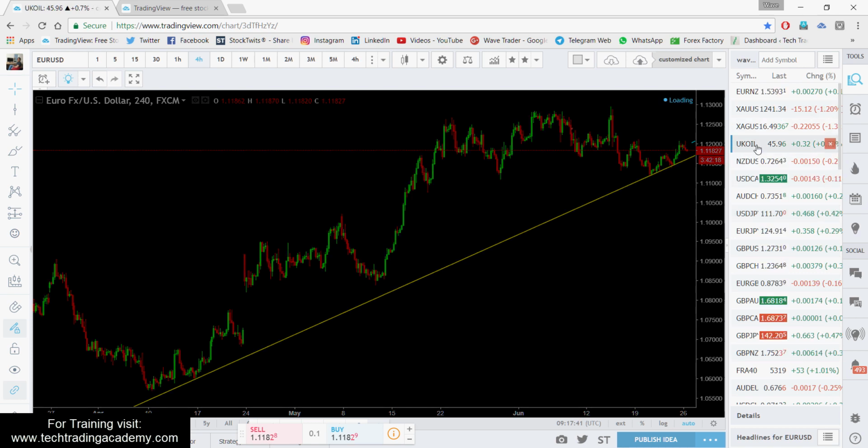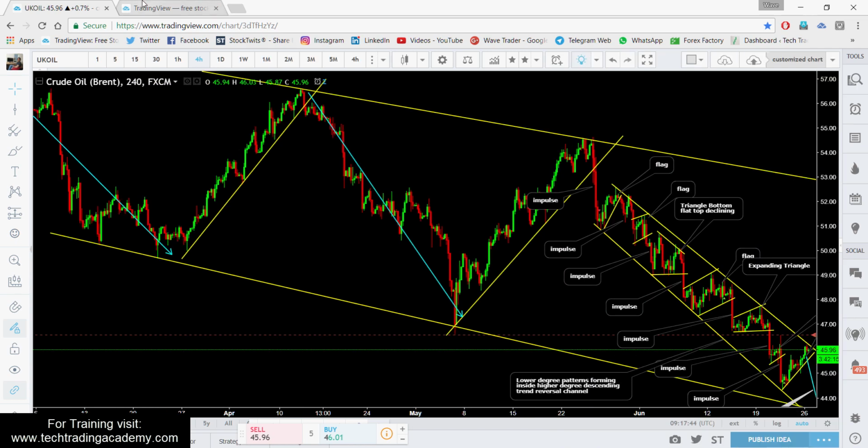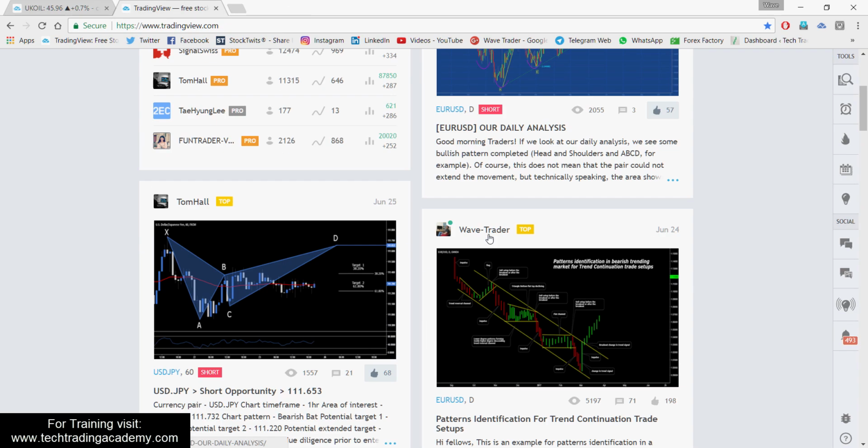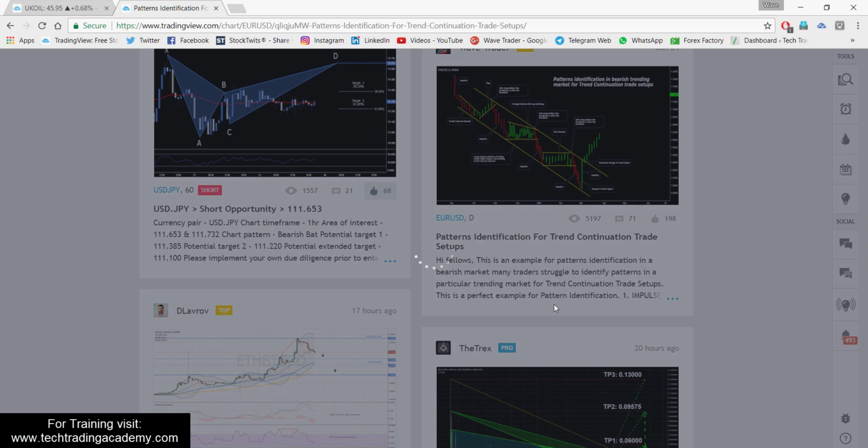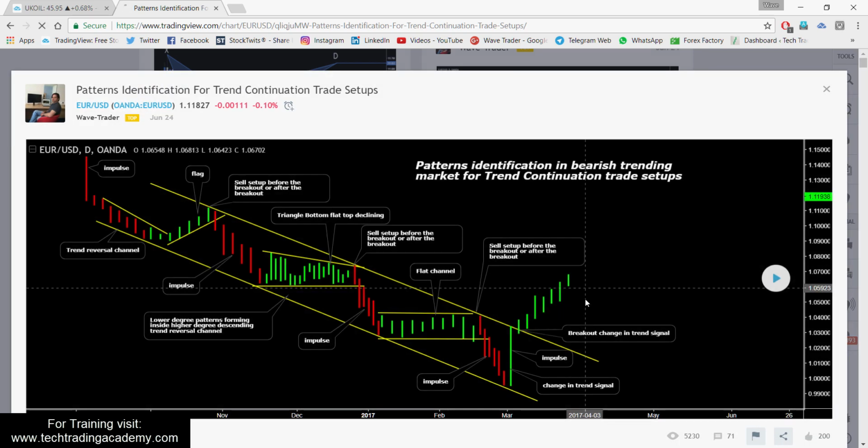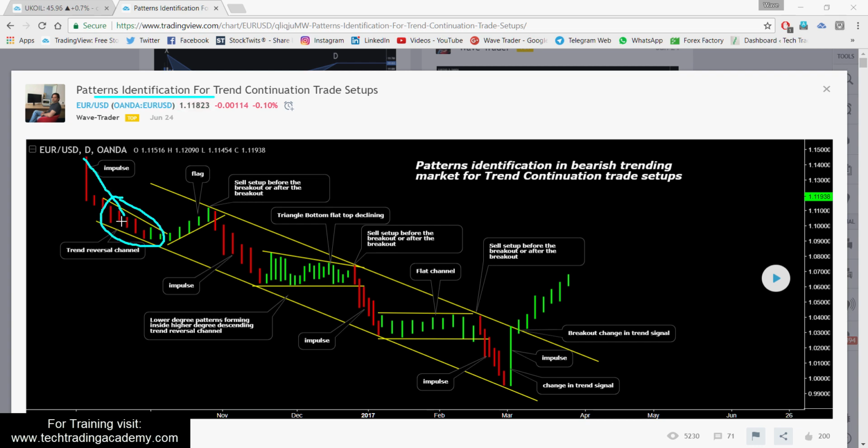Let me look at the oil first, then we're going to get back to the other pairs. I have posted this chart on TradingView to show people how you can identify the pattern for a trend continuation trade setup. That was the impulse slide, and a smaller, lower-degree trend reversal channel was giving us an indication that we were going to form either a continuation pattern or get back to the top again. So this was the continuation formation, and that was the trade setup for trend continuation.